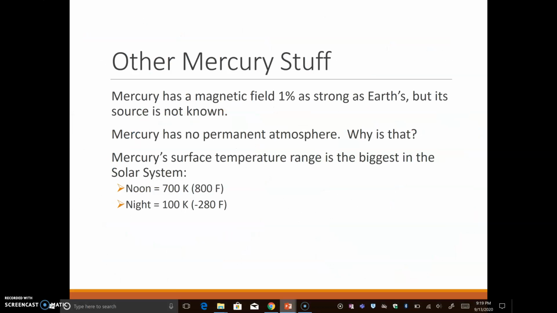So some other fun facts about Mercury is that it only has a magnetic field 1% as strong as Earth's. So it's a very light magnetic field here. It also has no permanent atmosphere. So our surface temperature here has a really large range if you look here. So that's really going to affect that atmosphere and what's going to happen in here.